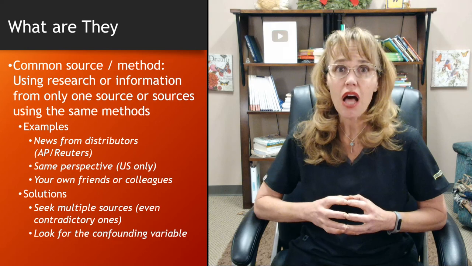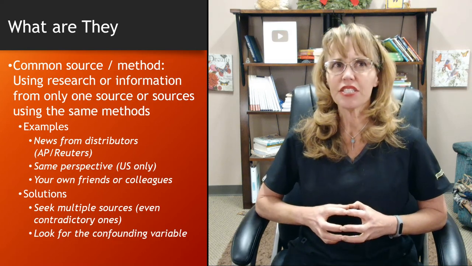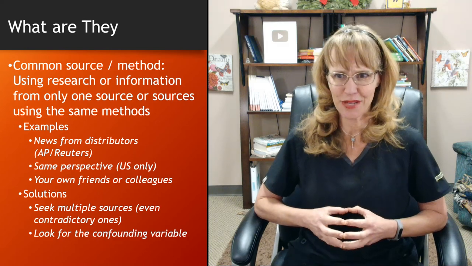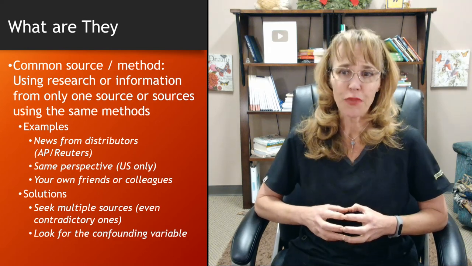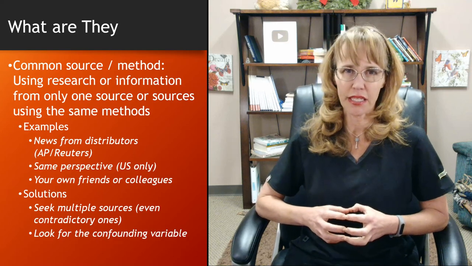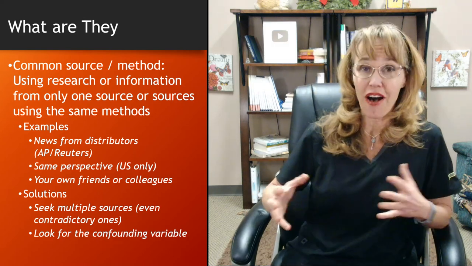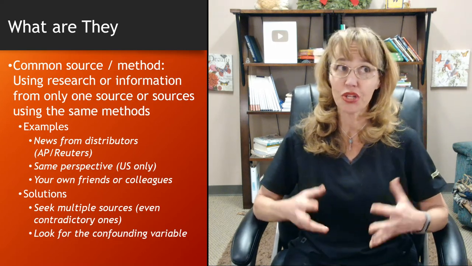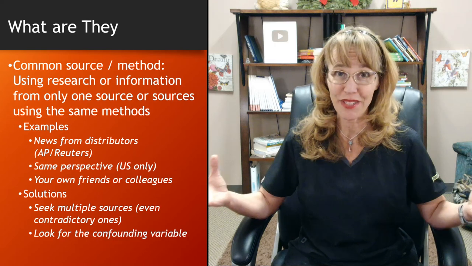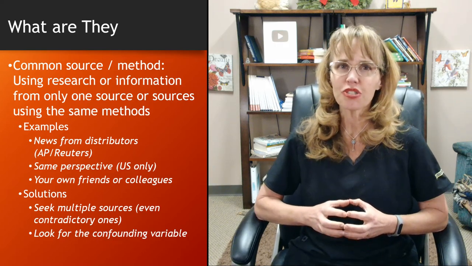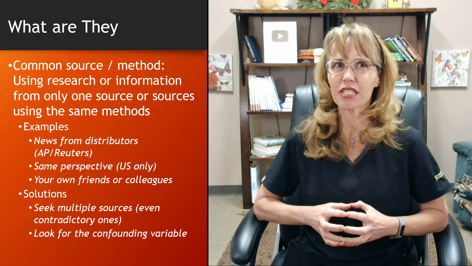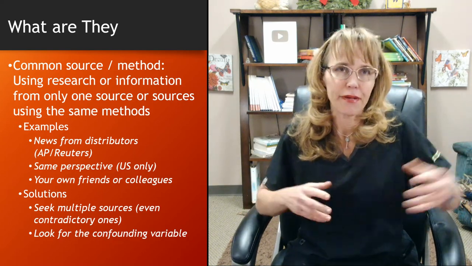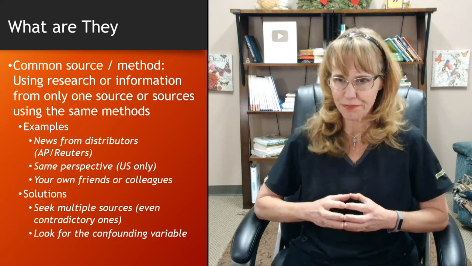Your own friends and colleagues. Well, we tend to be in sort of a mental vacuum sometimes when we are communicating with our own friends and colleagues because they often share similar perceptions to us and they get their information from similar places as we do. So they may be contributing to that anchoring bias because we're not getting contradictory or differently informed input.